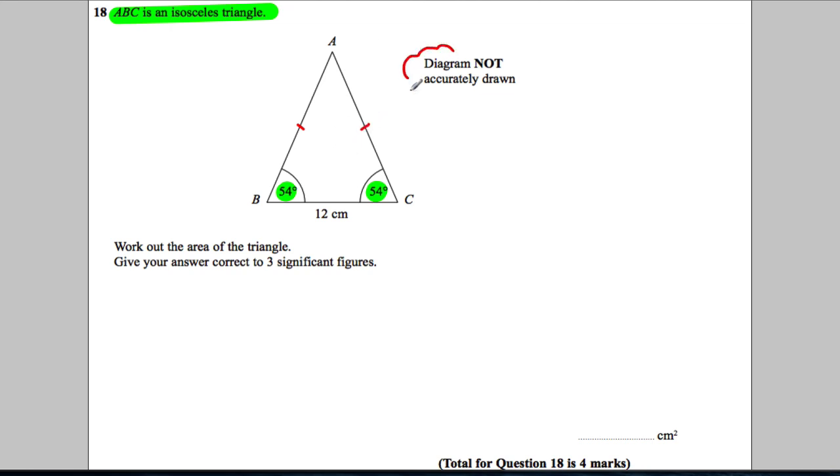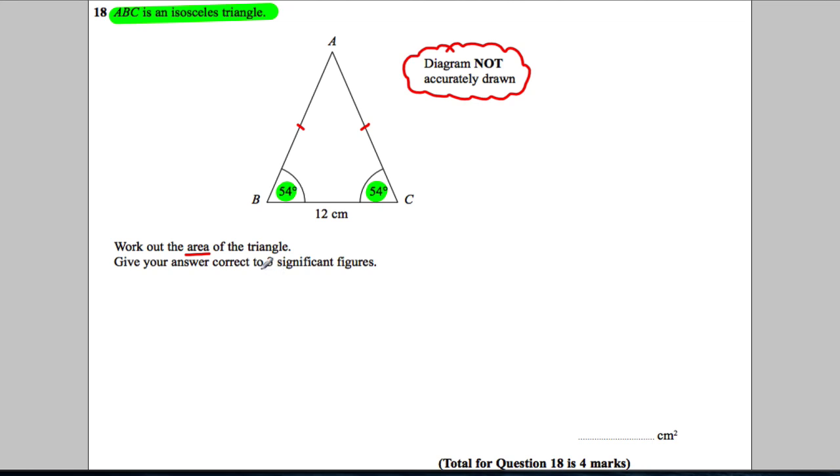Now the diagram is not drawn accurately here. That always tells you don't get your protractor out and start measuring. You've got to use angle facts logic to solve these. We're asked to work out the area of the triangle, and we're asked to give our answer to 3 significant figures.